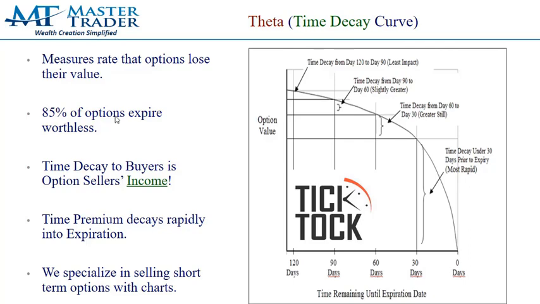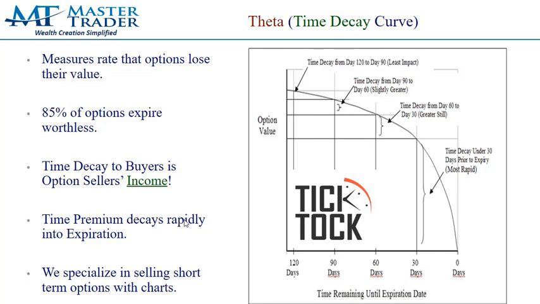But again, not just mathematically. We do them around the chart, which increases our accuracy tenfold. Time decay hurts the buyers. So if you buy an option, that's our income. What's hurting option buyers is helping option sellers. Now, this is key.